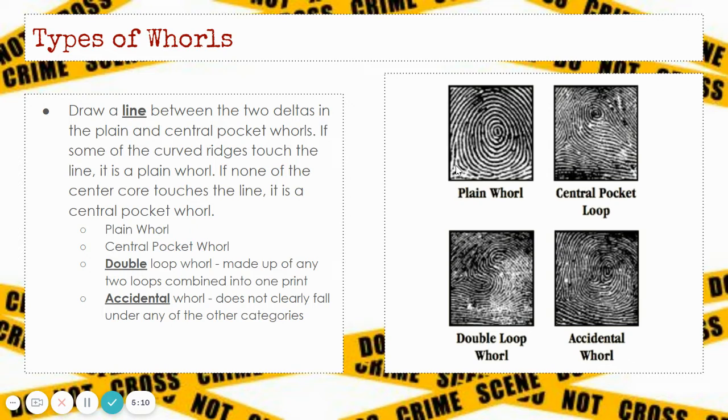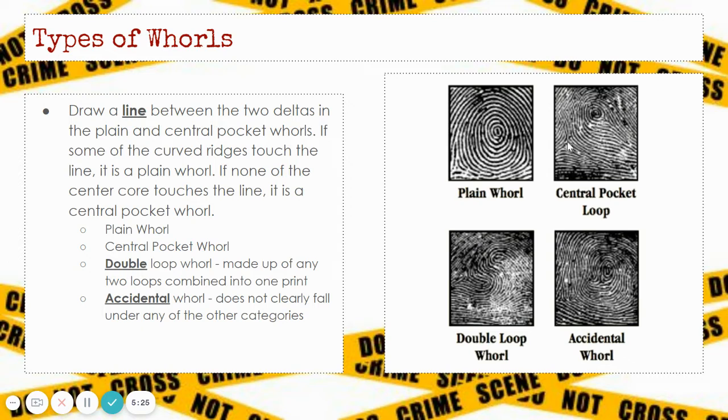Right, so here's a plane whorl. We're going to identify the two deltas. So one delta is here, one delta is there. If we draw a line between those two, you can see that the circular pattern crosses that line. That tells us it's a plane whorl.